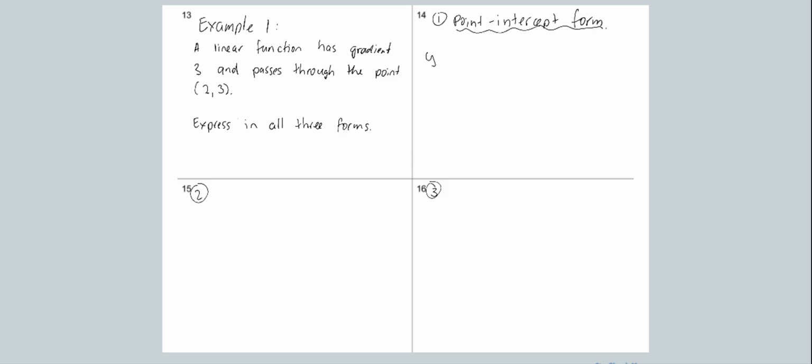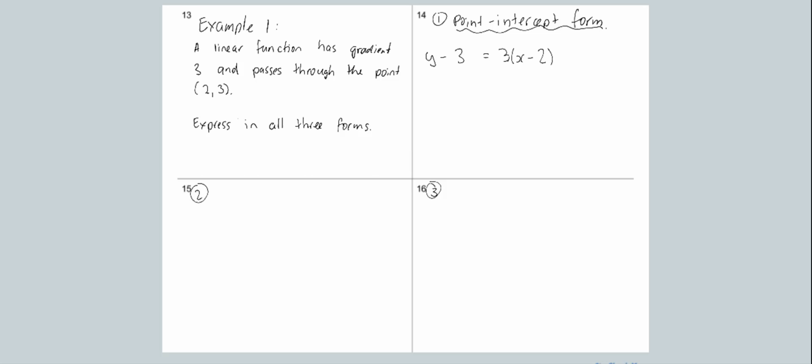So we've got y minus the y coordinate, which is 3, equals 3, which is the gradient, x minus the x coordinate, 2. Done.